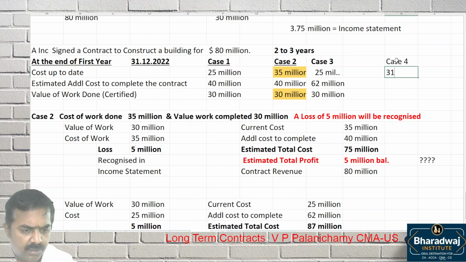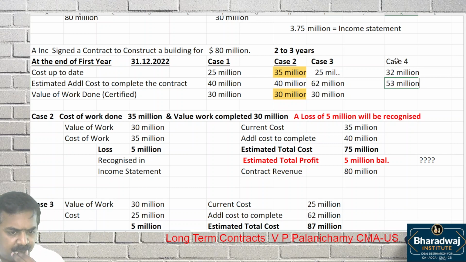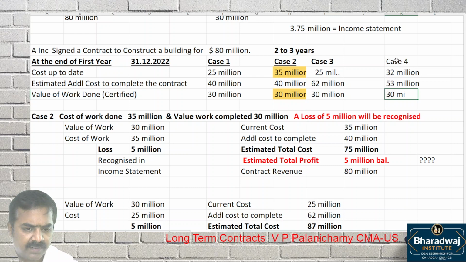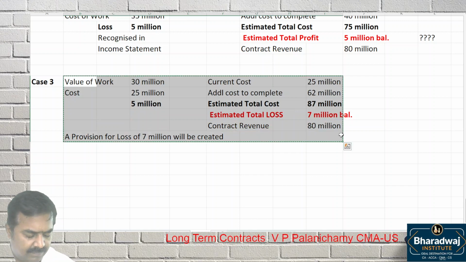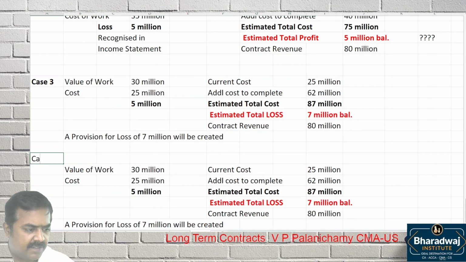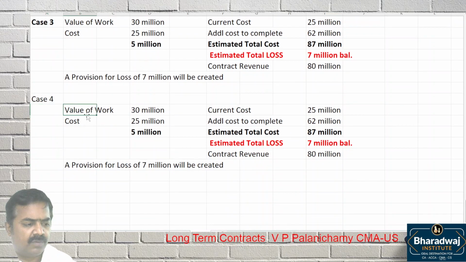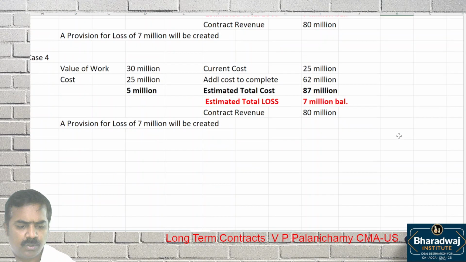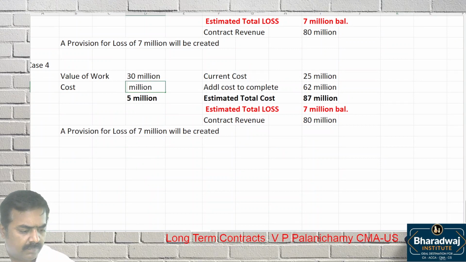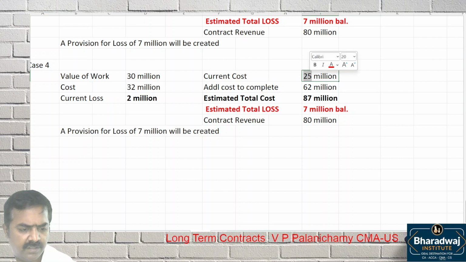Current cost, it is 32 million. Estimated further cost is 53 million. Value of work done is 30 million. This is for case 4. What is the value of work done? 30 million. What is the cost of work done? 32 million. So current loss, how much million? 2 million.